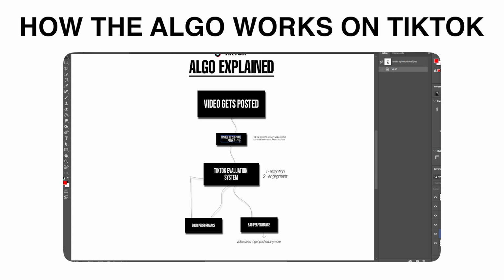This is because every single video that's posted on TikTok's platform, they want it to have a chance at going viral. So this is so they can have a small pool of data to see if it should go viral or not. And they see if it should go viral or not through their evaluation system. And this is based off 2 metrics, retention and engagement.